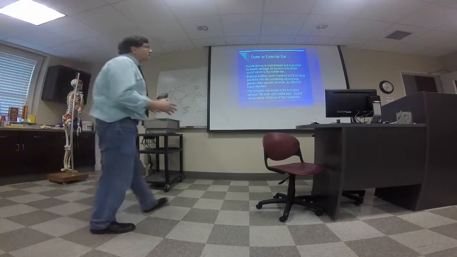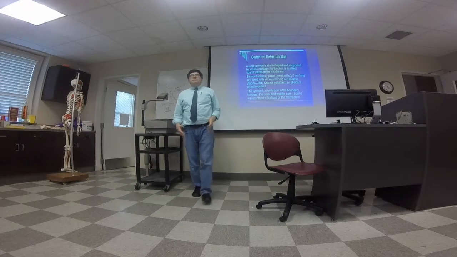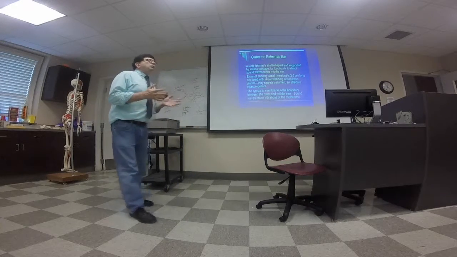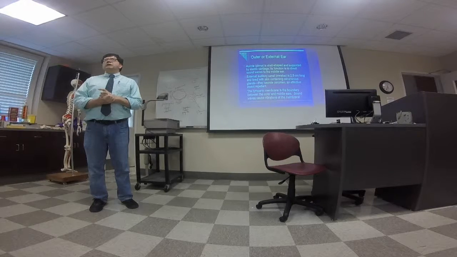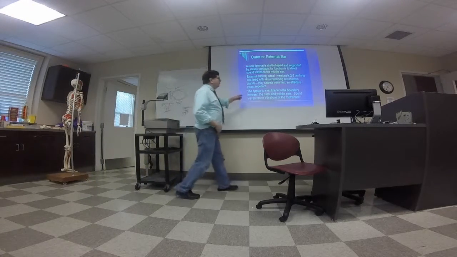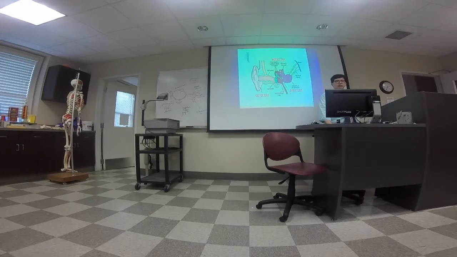Along the innermost aspect of that external auditory canal is your tympanic membrane. And the tympanic membrane serves as a barrier, or a boundary, between the outer ear and the middle ear. So again, the outer ear consists of the auricle plus the external auditory canal. Its inner boundary is formed by the tympanic membrane. On the other side of the tympanic membrane is the middle ear cavity.